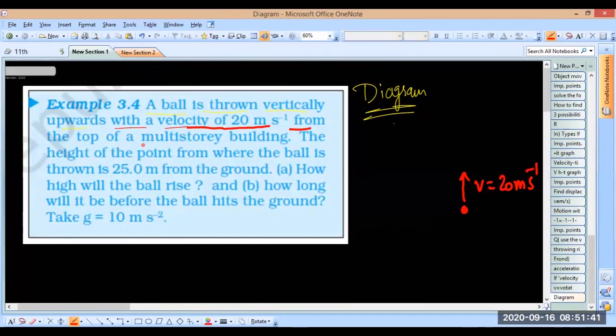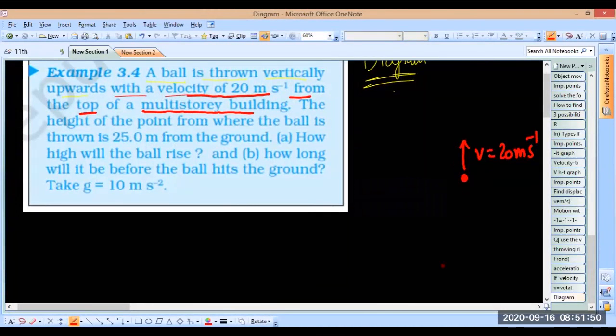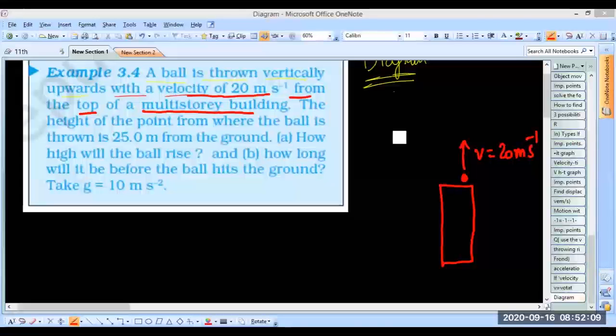From the top of a multi-story building, that is a tall building, with lots of floors. So how to draw that? Well, fairly simple. This is good enough. It's okay even if you don't know the person who is throwing this out. We don't know who has thrown the ball. We are not interested in who is throwing the ball.